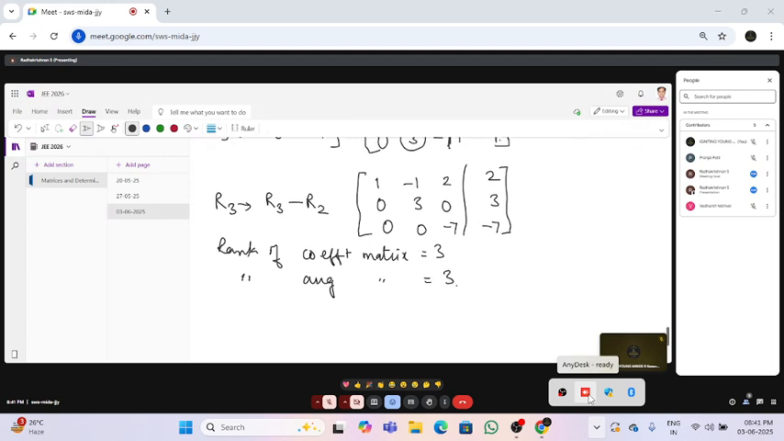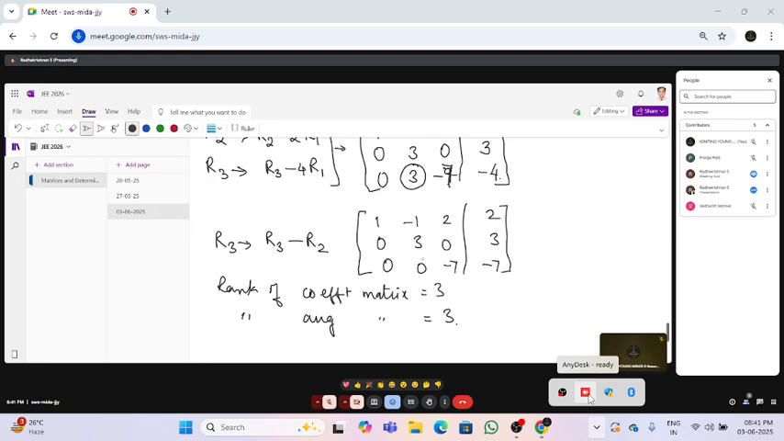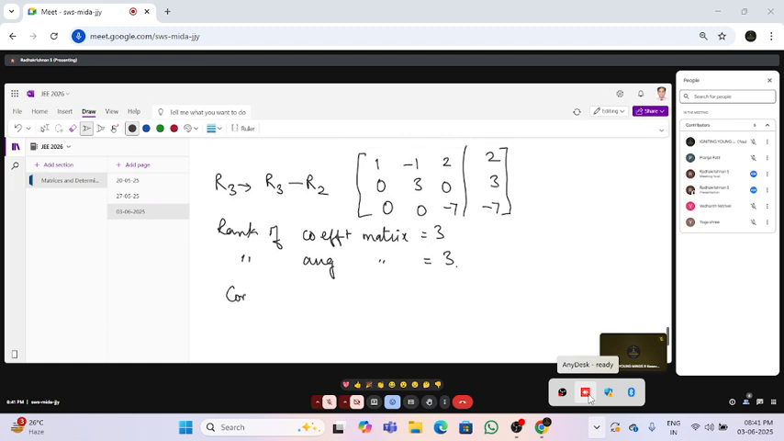Once you have done this, if the rank of the coefficient matrix is equal to the augmented matrix, and the rank of the coefficient matrix is equal to the number of variables, there are 3 variables, and the rank of this matrix is 3. That means this determinant does not vanish, and therefore it has a consistent and unique solution. This is the condition: when the rank of the coefficient matrix, which is 3, is equal to the number of variables, which is 3, it has a unique consistent solution.